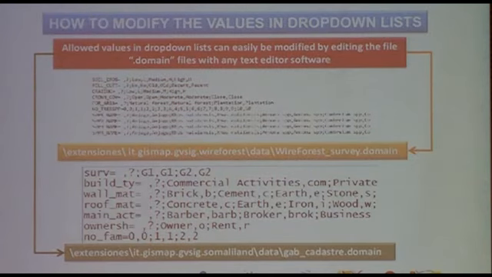In case they want to add some values, for example, the kind of activities of the head of the family, it's very easy. They just edit with a text editor, WordPad, Notepad, whatever, the .domain files, which are in the extension. They just add a comma, a semicolon, the extended name, a comma, the short name, and it is automatically updated in the drop-down list, the added allowed values for the data entry.